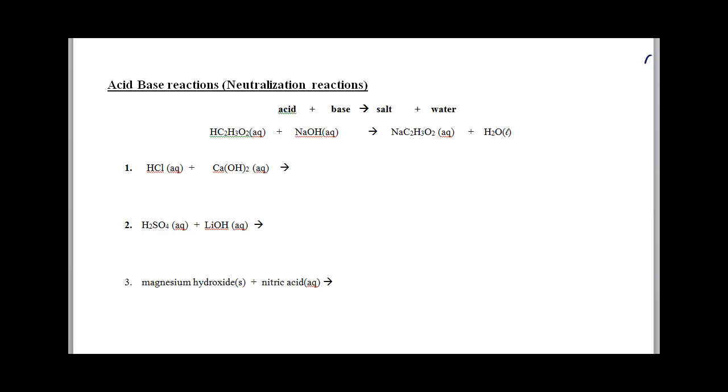This is our third one in our Unit 11 on acids and bases. We are at the top of page 9, and we're going to talk about what happens when we mix an acid with a base.